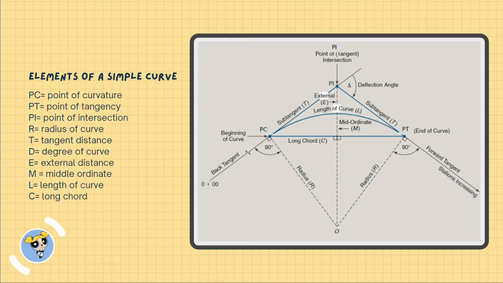Now that we already know its elements, we may proceed to its basic formulas. The formulas were derived simply by using the simple trigonometric functions, or SOHCAHTOA. Since we know that the radius and the tangent line are perpendicular to each other, from here we can form a right triangle.